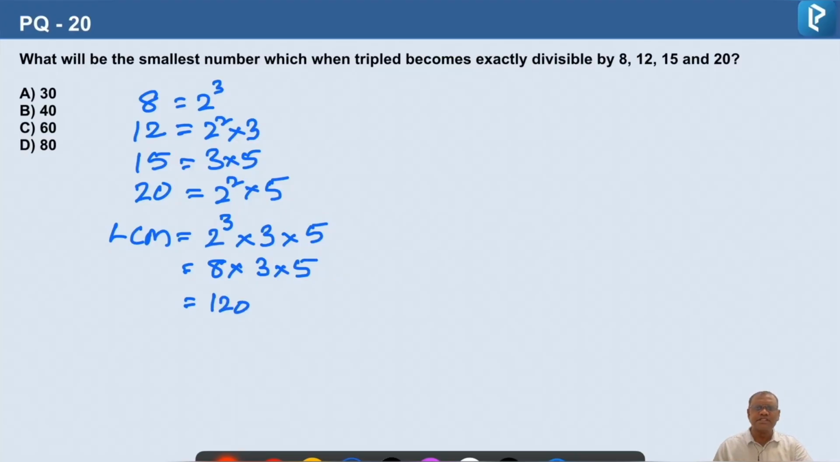Now we should find a number which when tripled becomes 120. It is obvious, so we divide 120 by 3. What do we get? 40. So 40 when tripled we get 120. If you divide 120 by 3, we get a number which when tripled becomes 120. So our answer is 40. 40 when tripled becomes 120, which is divisible by all these 4 numbers. So option B is the correct answer.